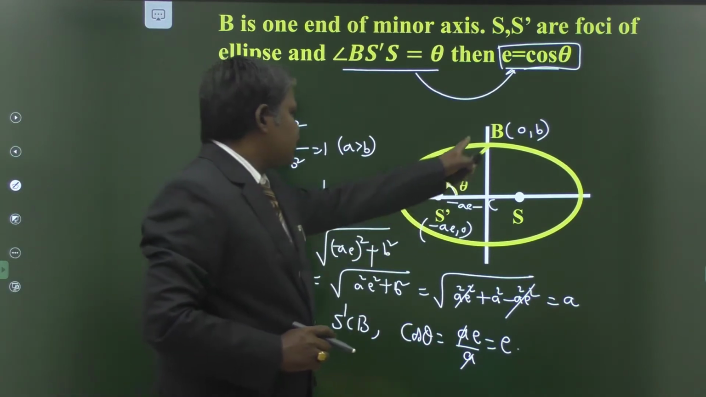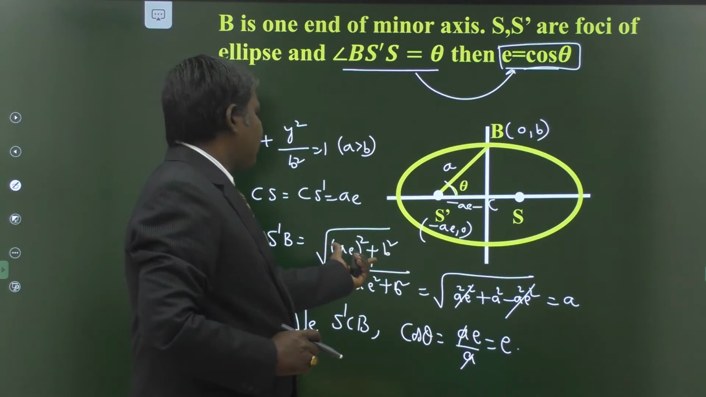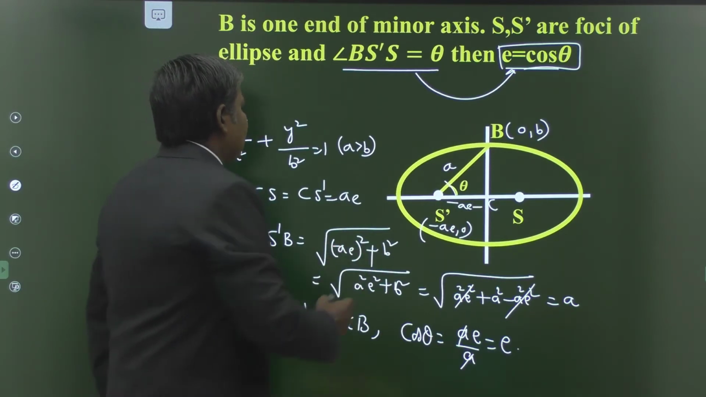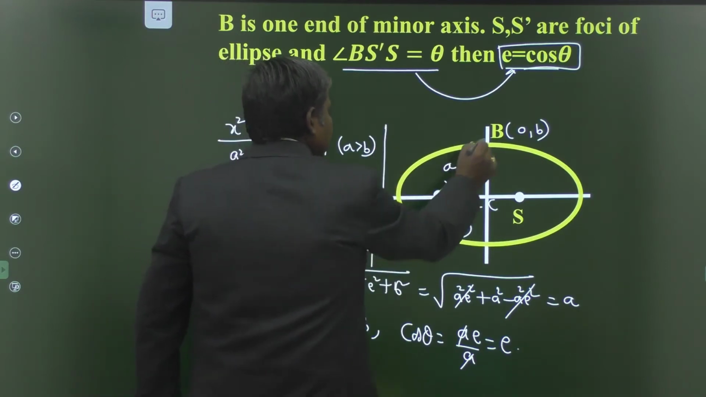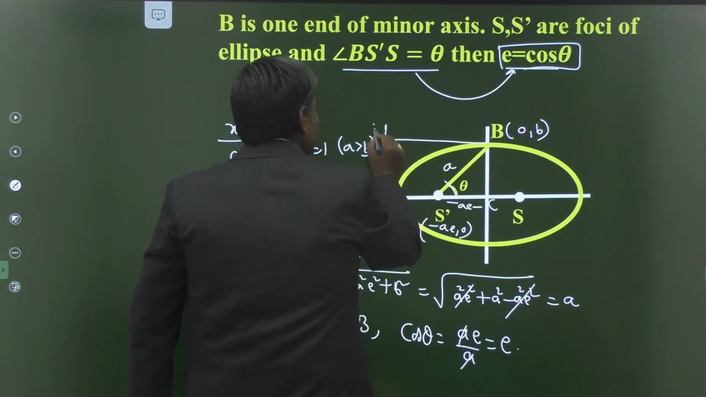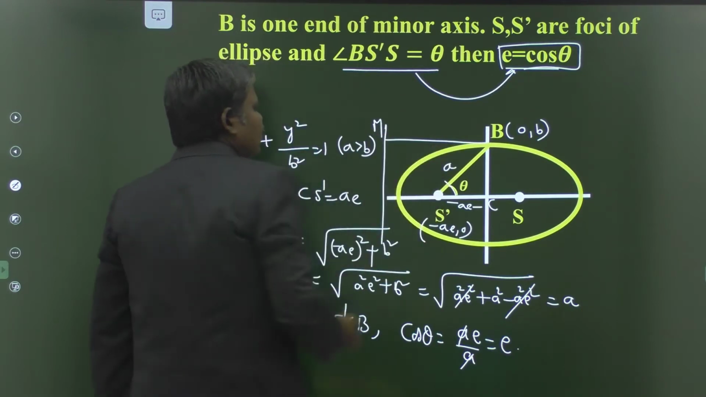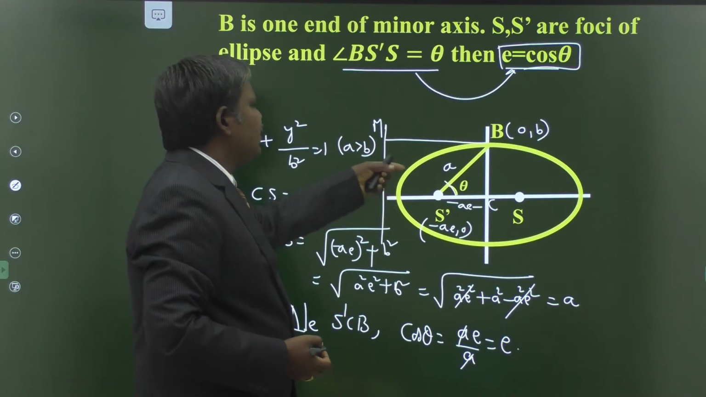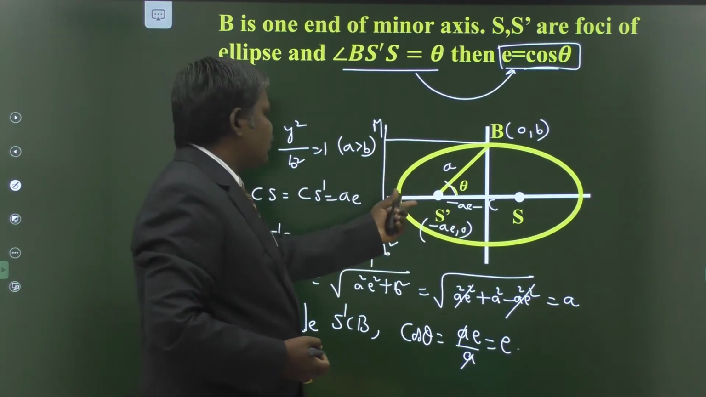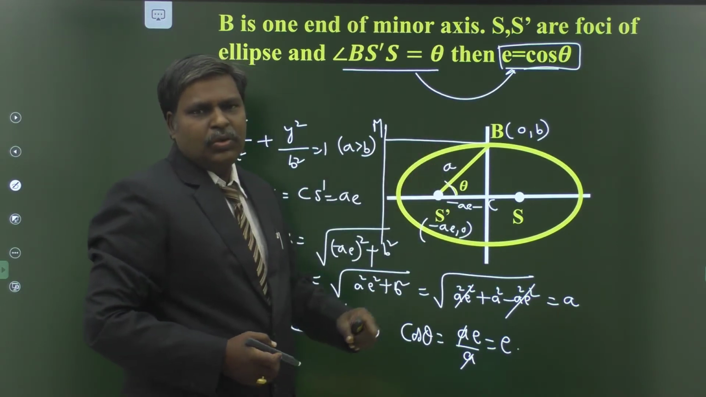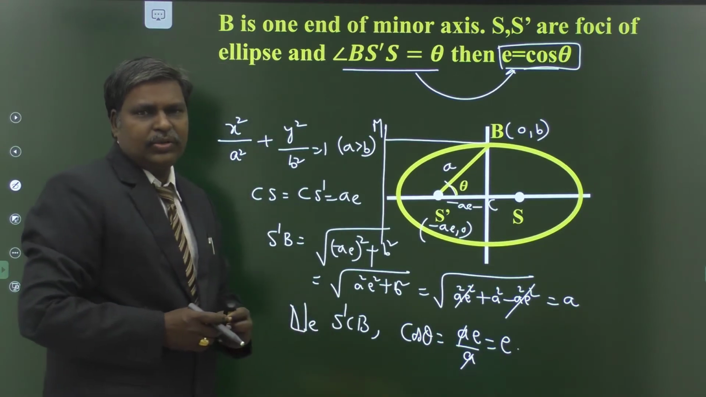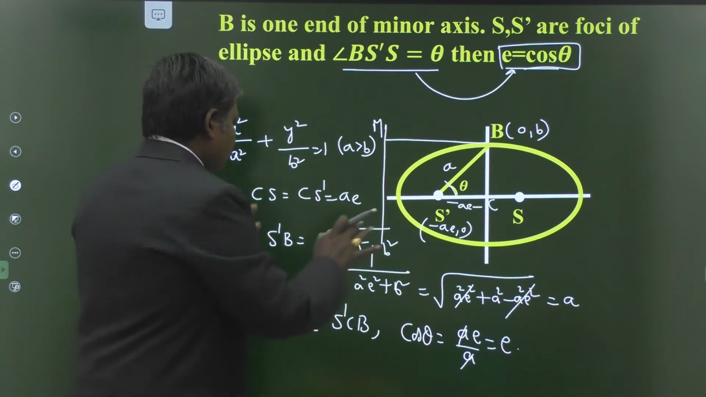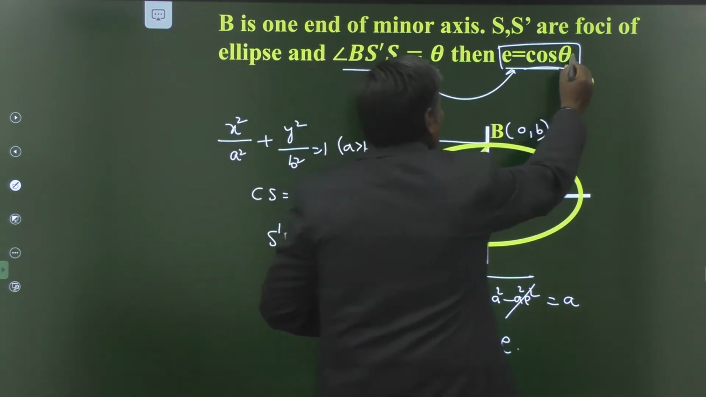This is the focal distance. So we are just applying the two-point distance formula, the distance between the 2 points. Or you may write S dash B equal to E into the distance from B to the directrix. SP is equal to E into PM. So the distance from 0 comma B to the directrix times E also gives SB. You can find the focal distance of any point on the ellipse also. Here E is equal to cos theta.